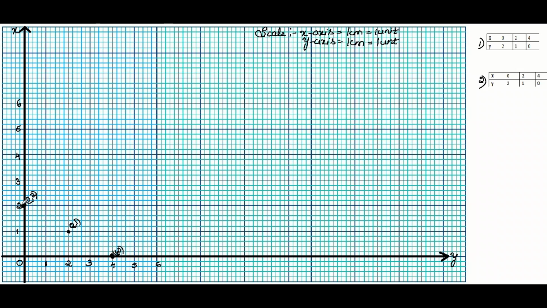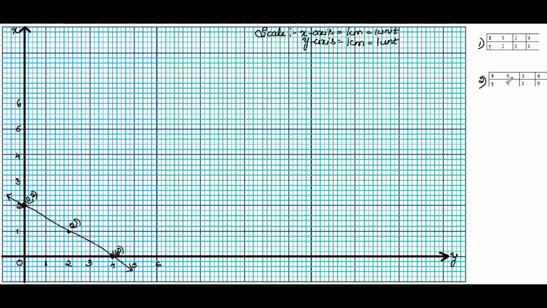Okay, so after plotting it, you just draw a straight line. Please use scale and pencil. Okay, don't draw the graph using pen. Only the scale you can use in pen. Okay, and the rest of the things you need to draw in pencil compulsorily. So next point is 0, 2.